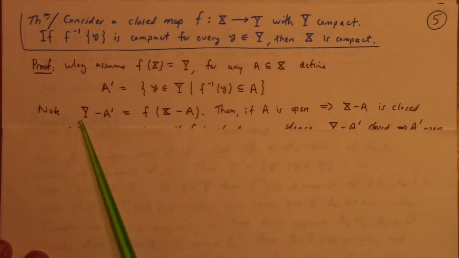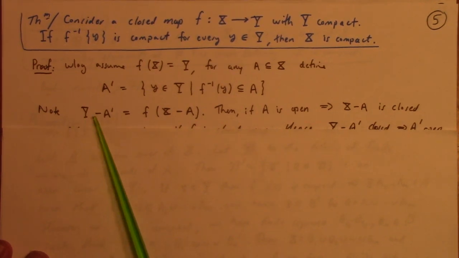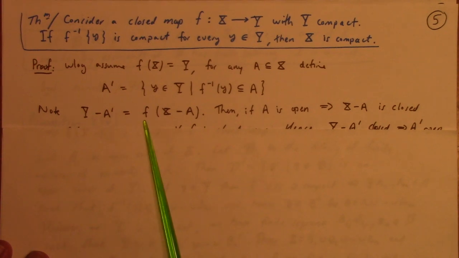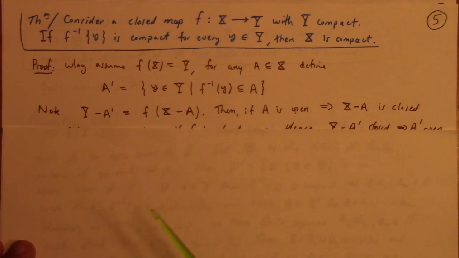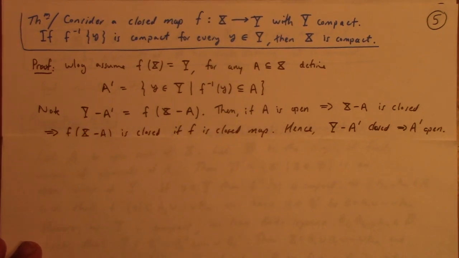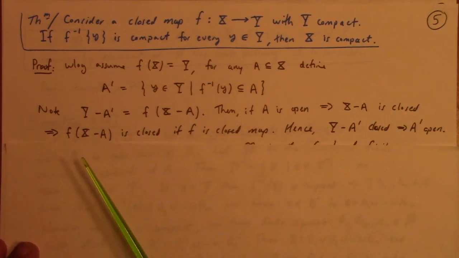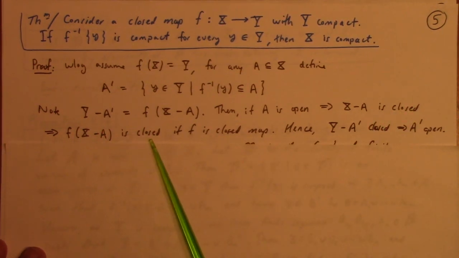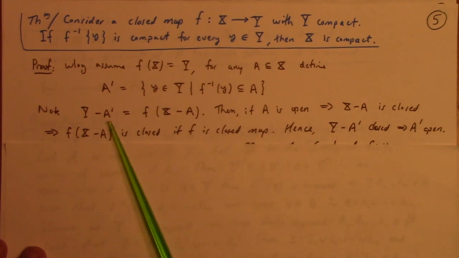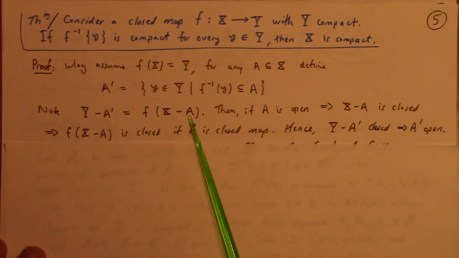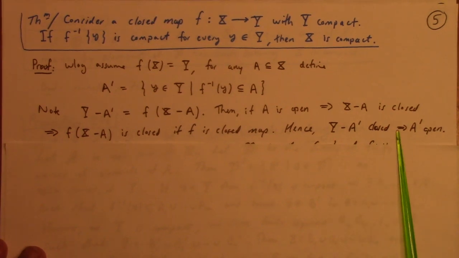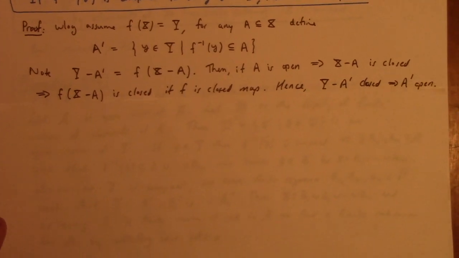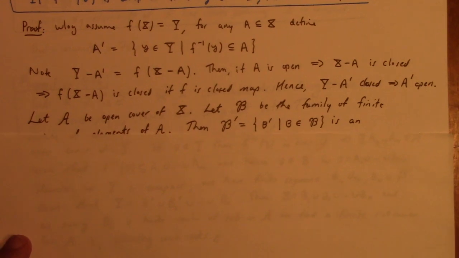Then, if you look at it, Y minus A prime, the complement of A prime in Y, is actually the image of the complement of A in X. And so that means, if A is open, X minus A is closed, and if f is a closed map, then f of X minus A is closed, and if that's the case, then this Y minus A prime, which is equal to f of X minus A, is in fact closed. And if this is closed, then that implies that A prime is open. All right, great. Okay, fine.